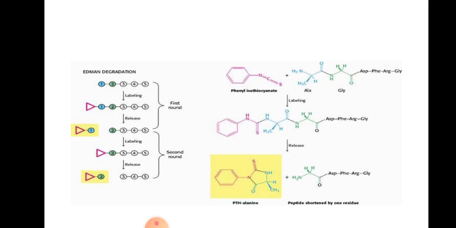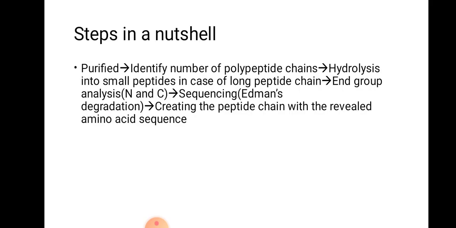The N-terminal end is labeled with the phenyl isothiocyanate and the N-terminal amino acid is released. The remaining peptide is again labeled with Edman's degradation technique. Again the same reagent phenyl isothiocyanate is used, that is released, and the step is continued until the entire sequence is identified. So the steps in a nutshell.